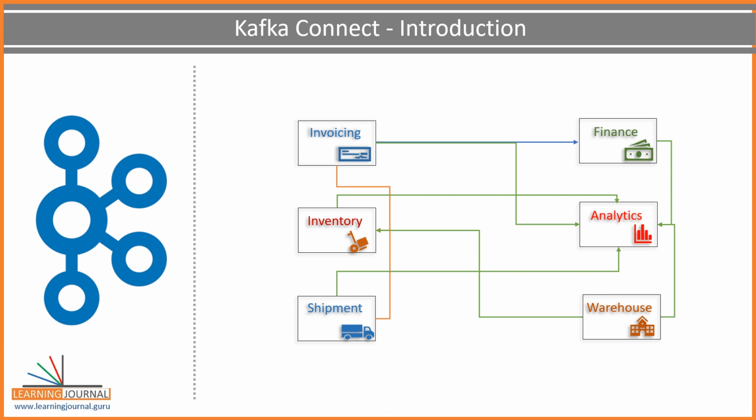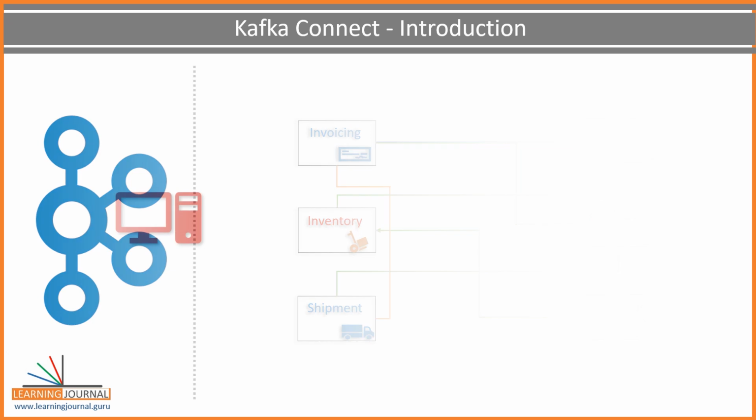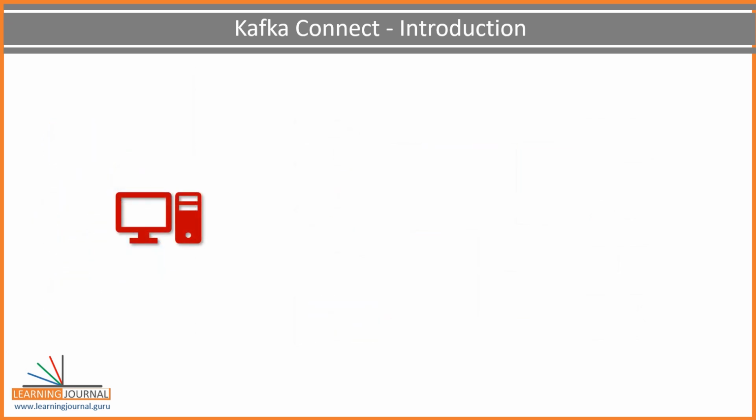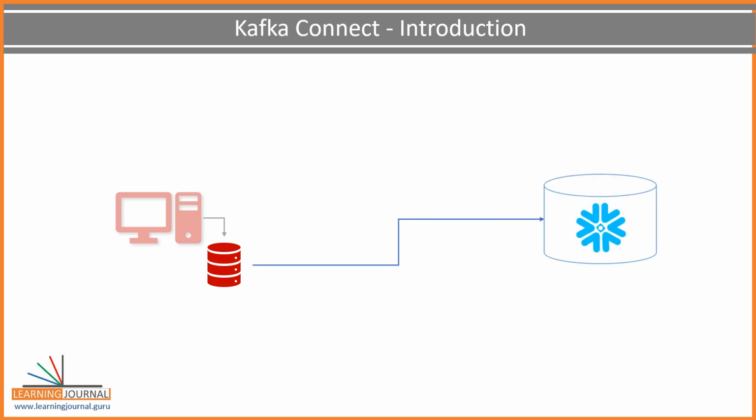So, how did they do it? Let's look at a simplified version of the problem. You have an application here, and this could be an invoicing application or whatever. But we are going to assume that the app has a backend database where it maintains all the generated data. Now we have a requirement to bring some of the data from here to a Snowflake data warehouse. How will you do it?